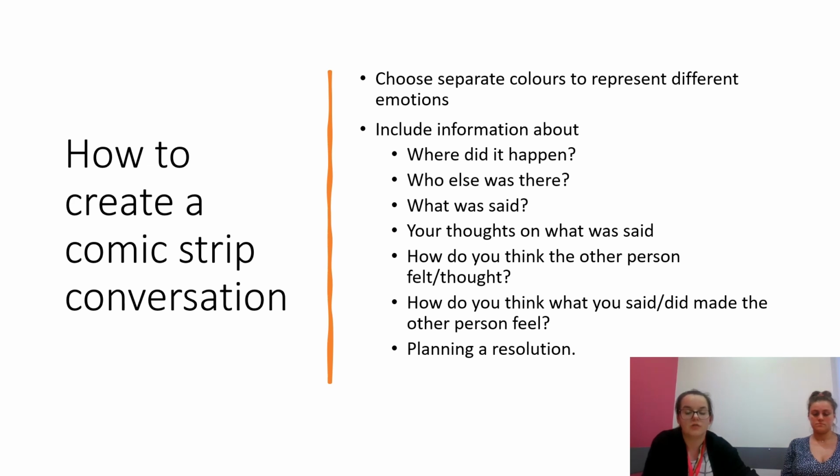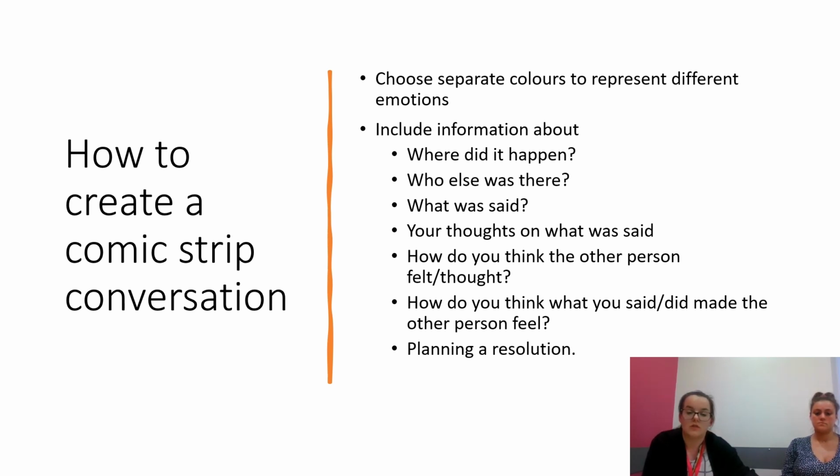So the first thing you need to do with the young person is choose a colour to represent each different emotion, because you're going to use those when you're putting the comic strip together to show how each person was feeling. There's no right or wrong colour that should be used for any emotion. It's purely down to what the young person would like to use for that comic strip. Once you've decided that, you need to then go on to actually creating the comic strip story itself.